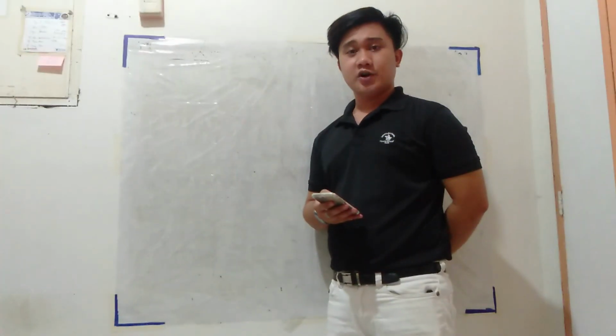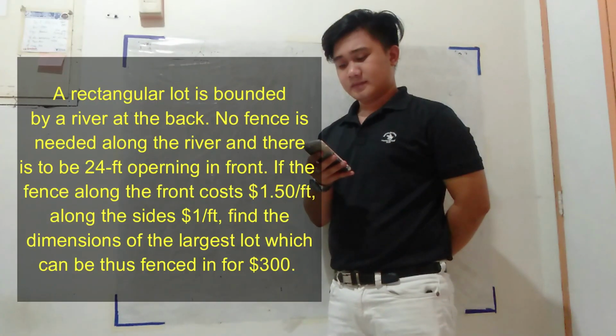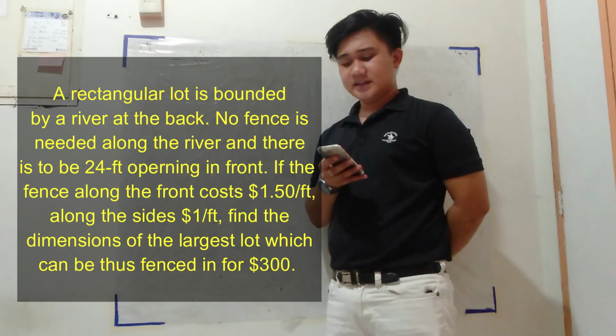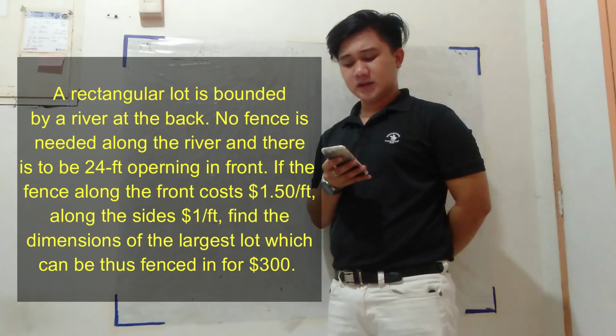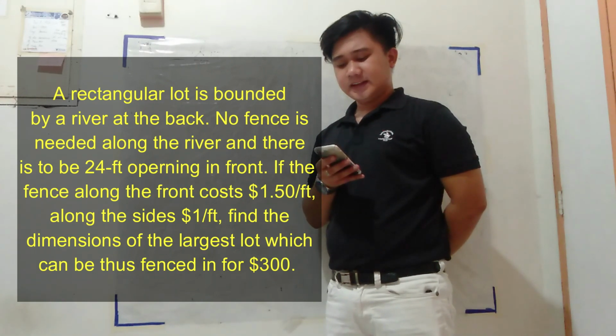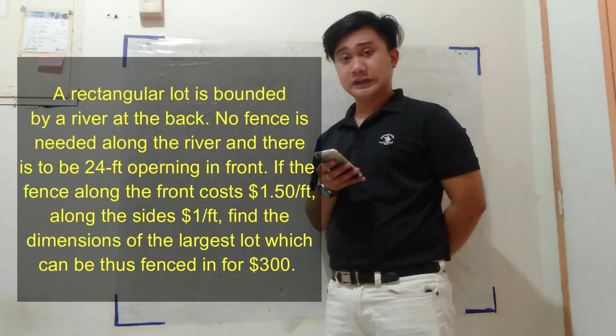Let's move on to the second problem. A rectangular lot is bounded at the back by a river. No fence is needed along the river and there is to be a 24 feet opening in the front. If the fence along the front costs $1.50 per foot, along the sides $1 per foot, find the dimensions of the largest lot which can be thus fenced in for $300.